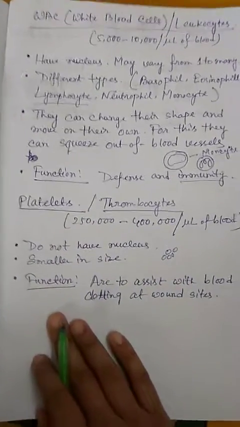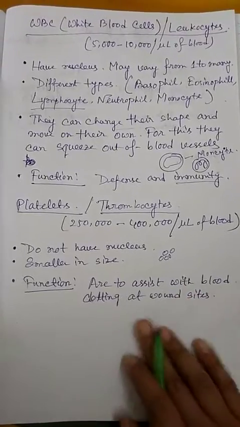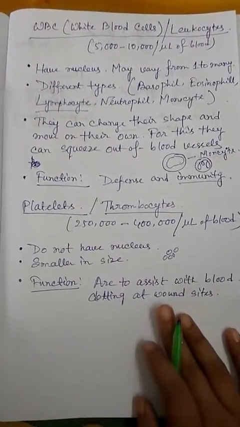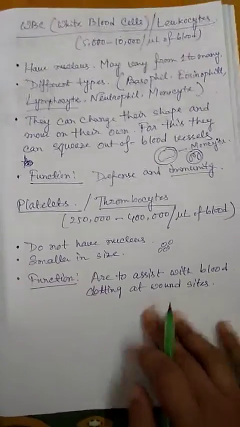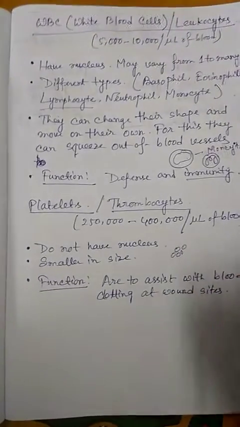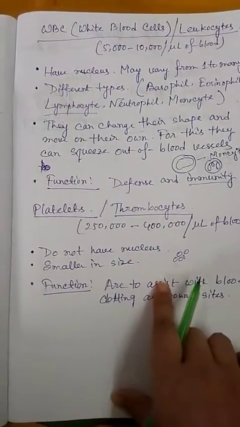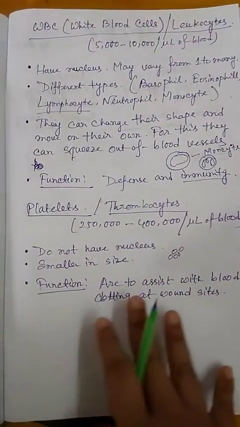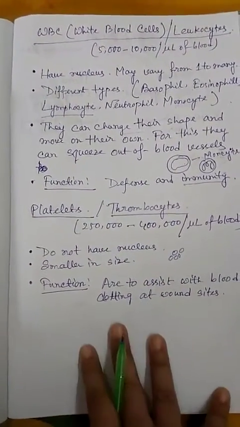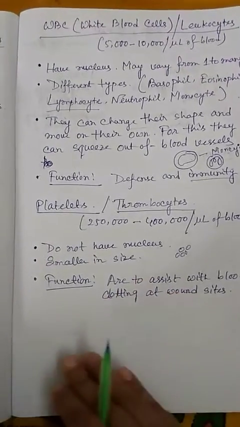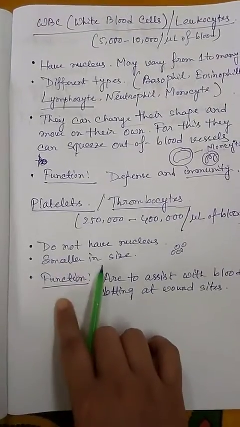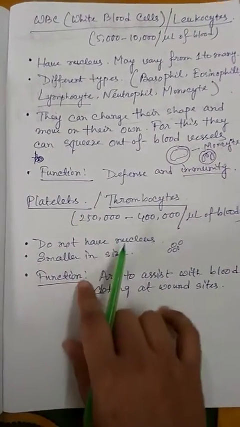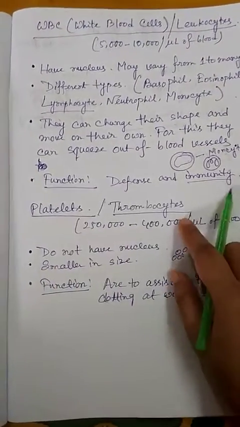Now, the function is to assist with blood clotting at wound sites. When you cut your hand, or when we are injured, our blood flows through that wound. If there are no platelets, then our blood will not clot. Because of platelets, the blood can clot. So this main function is done by the platelets or thrombocytes.